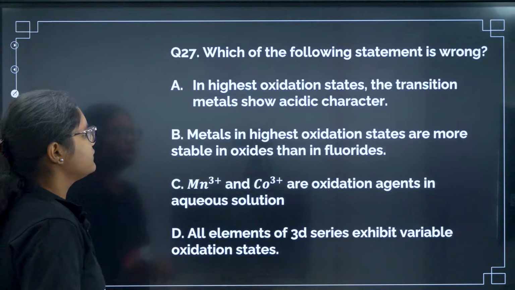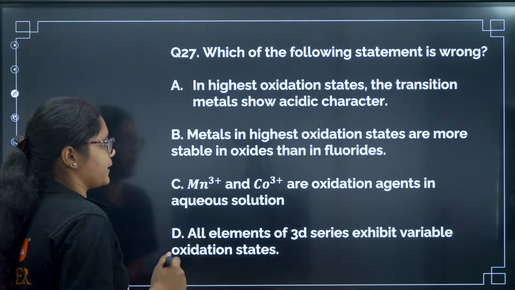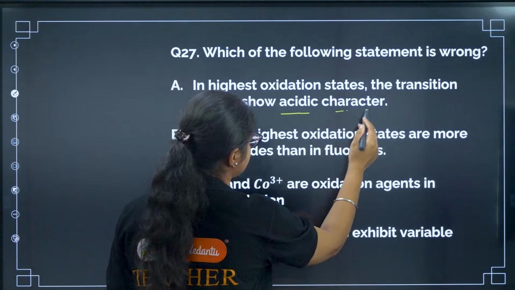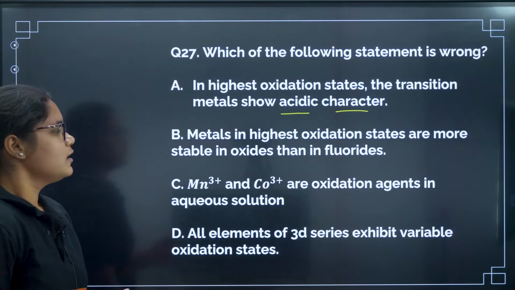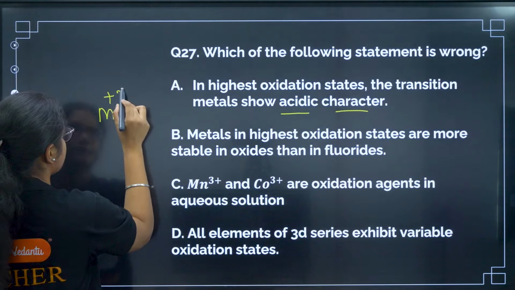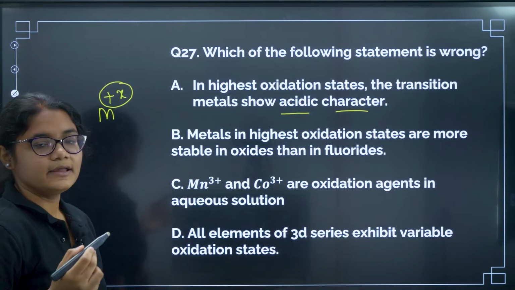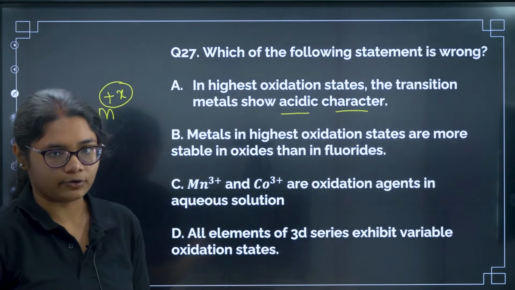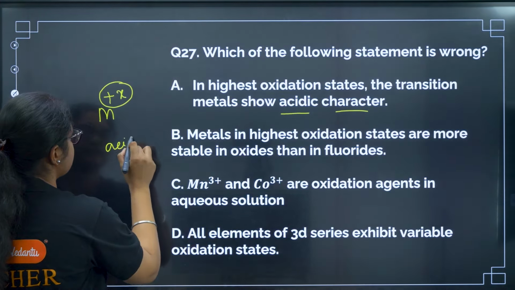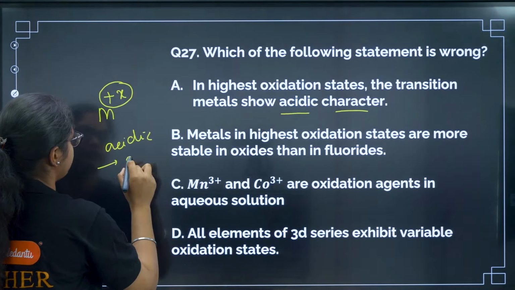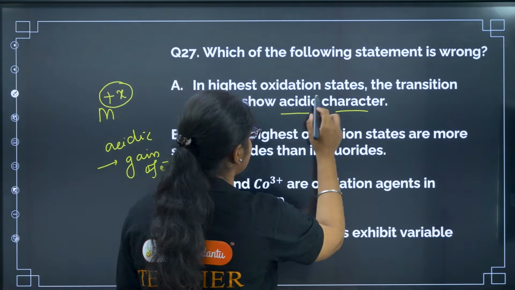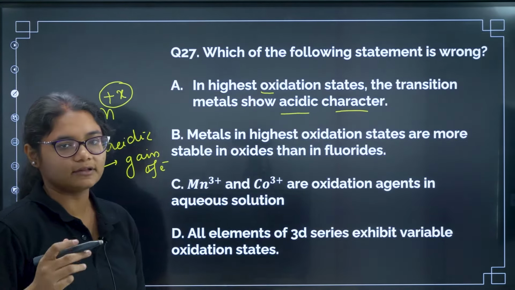Okay. Next question, which of the following statements is wrong? In highest oxidation state, the transition metals show acidic character. Yes, that is correct. When a metal is having a very high oxidation state, it has the tendency to gain electrons, right? And when it gains electrons, that is the acidic nature. So that is why when there is a higher oxidation state, they behave with acidic character.